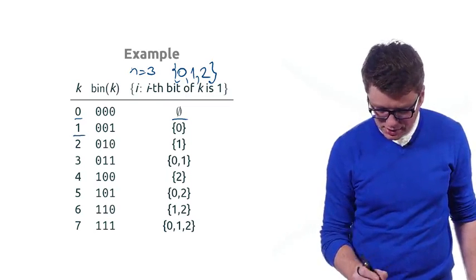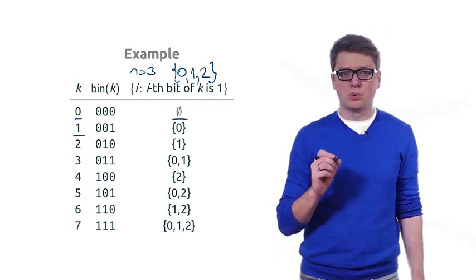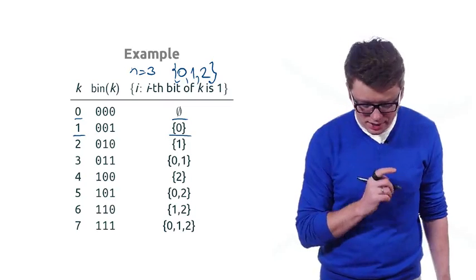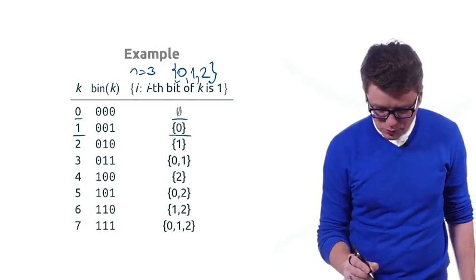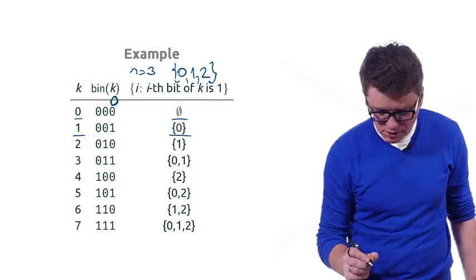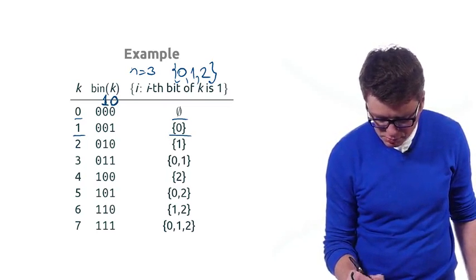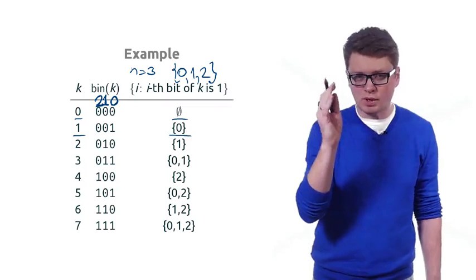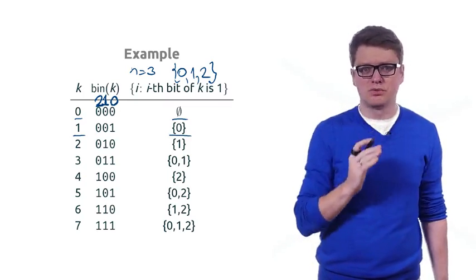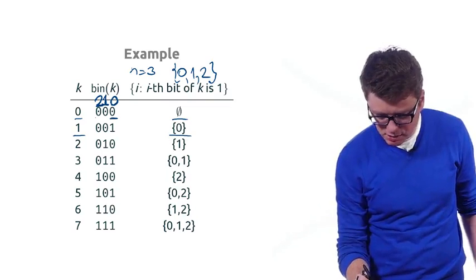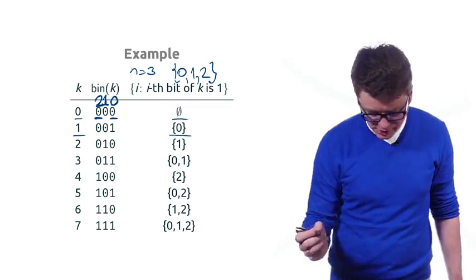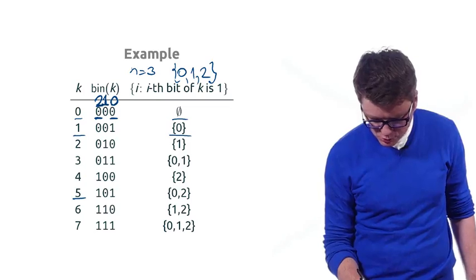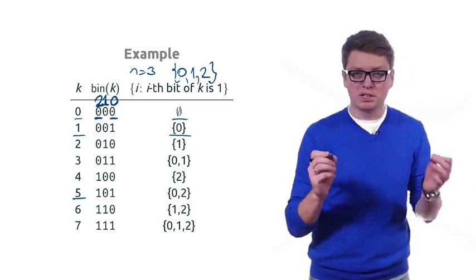Then if we consider 1, in binary it is 0, 0, 1, right? And this corresponds to the set consisting of a single element 0. Once again, recall that when we write down these bits, this bit corresponds to the position 0, this bit corresponds to the position 1, and this bit corresponds to position 2. So we number bit positions from right to left. This is the least significant bit, this is the most significant bit. Then if we consider, for example, the value 5, when k is equal to 5, in binary it is represented as 1, 0, 1 because it is just 1 plus 4, right?